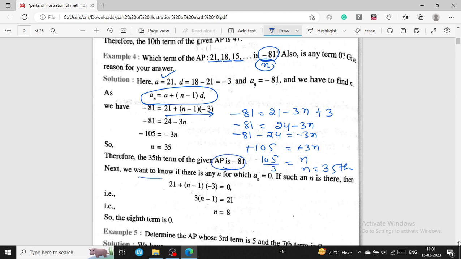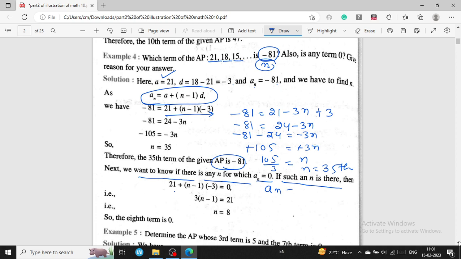Now next we want to know if there is any term, any n, for which an is equal to 0. Here we have been given an is equal to minus 81. Now we take an is equal to 0. In such a case, if such an n exists, we will find it like this: 21 plus (n minus 1) in brackets times minus 3. We can repeat this formula again.